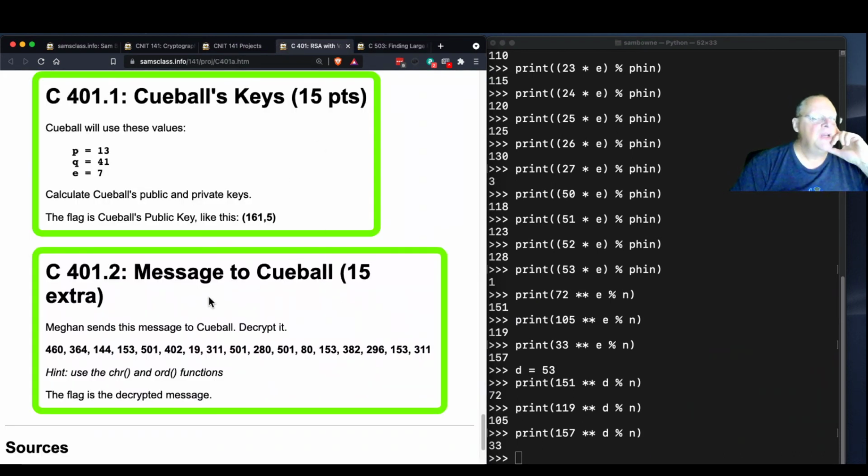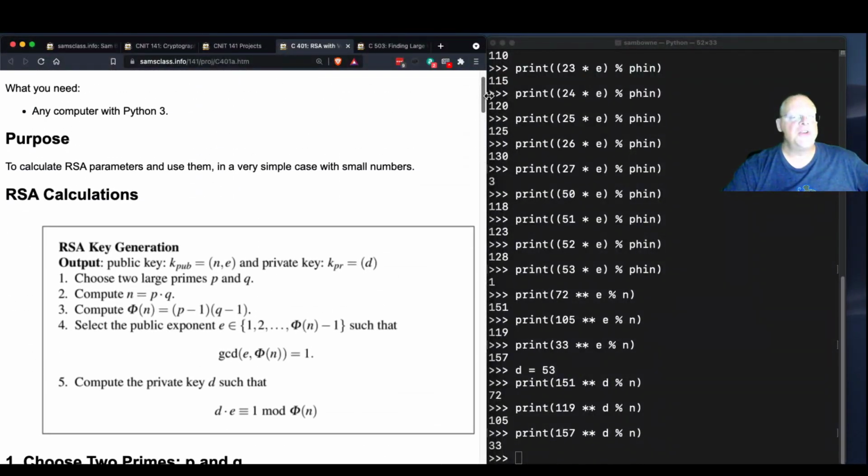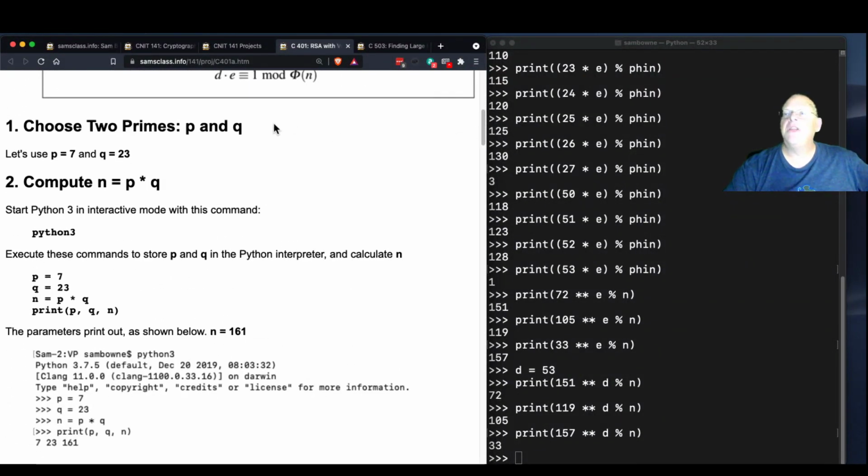Anyway, so there's a few challenges here, and you decrypt them. So that's the simplest RSA challenge, where you play with these short numbers that are easy to understand and just gets you used to manipulating these concepts. So I'll stop that one.